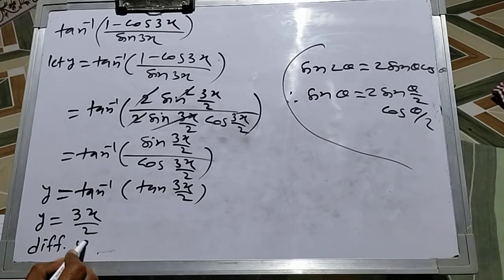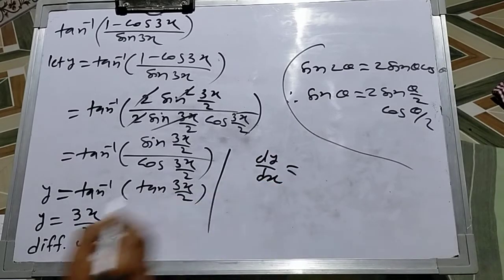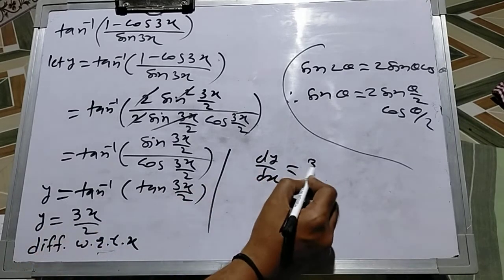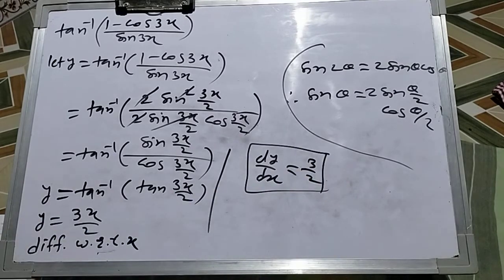Differentiate with respect to x. So here dy by dx is equal to, derivative of x is 1, so the answer will be 3 divided by 2.